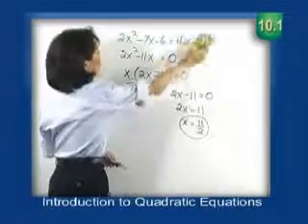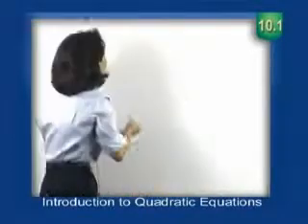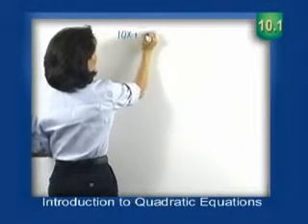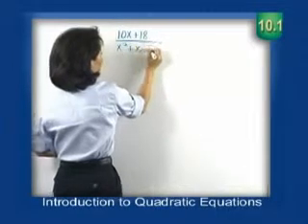Let's try one last problem. Again, we're solving quadratic equations. So let's see what we have in store for ourselves. We've got 10x plus 18 over x squared plus x minus 2.